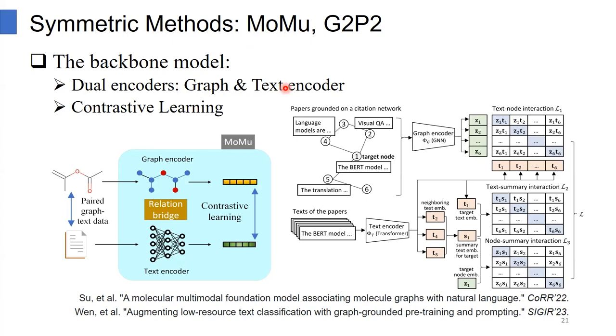So similarly in this second paper, G2P2 here, it's a similar idea. Each node has some text description. So the text encoder on this node description will output a text embedding, but the graph encoder will output a node embedding. And this text embedding and node embedding are paired, okay? Because the text describes each node. So they should be closely aligned in the embedding space.